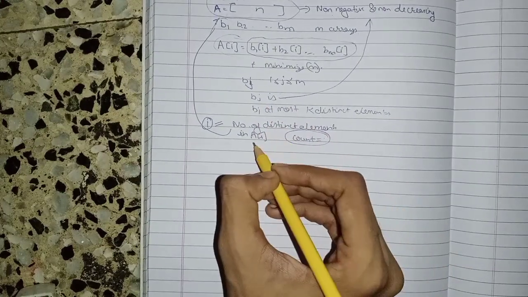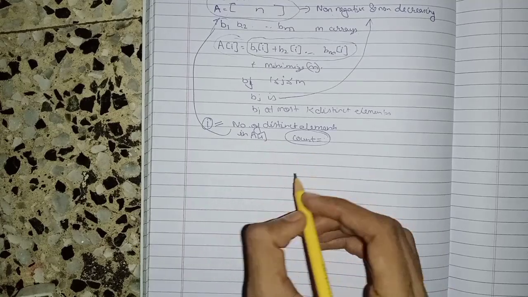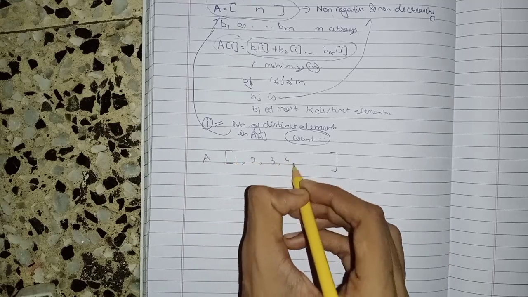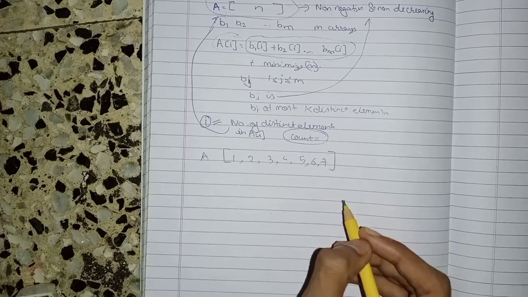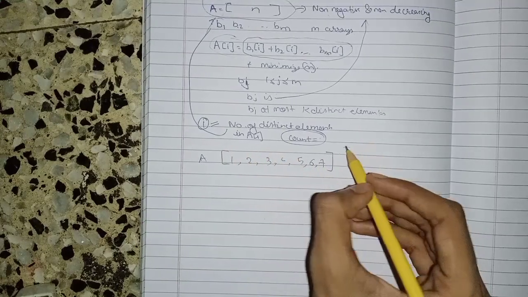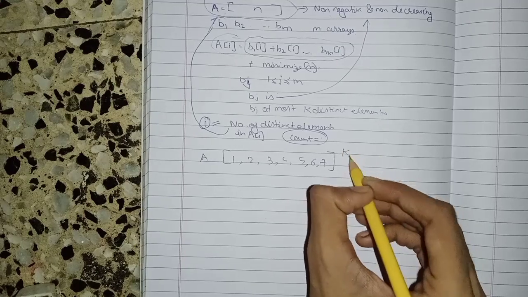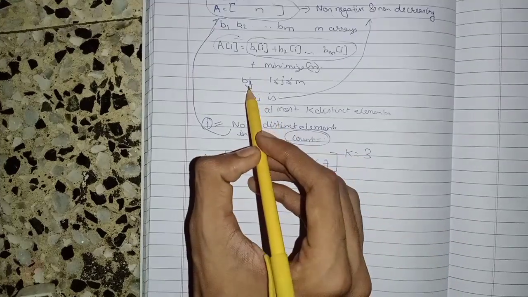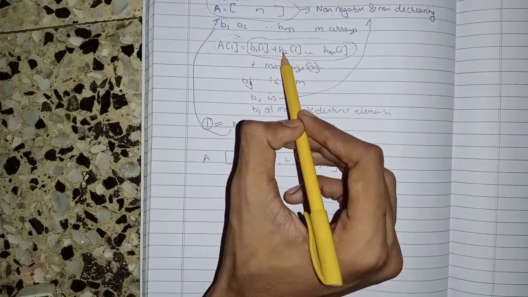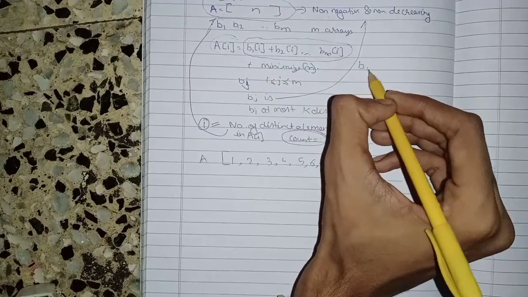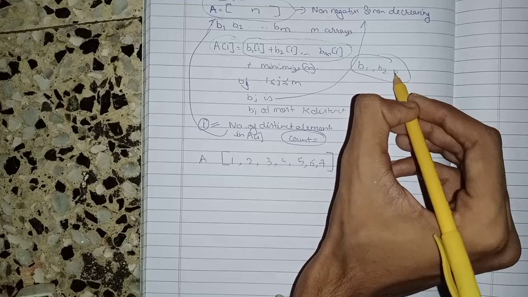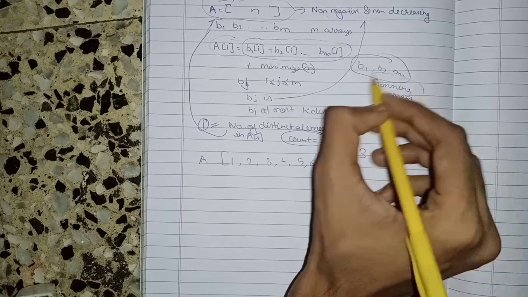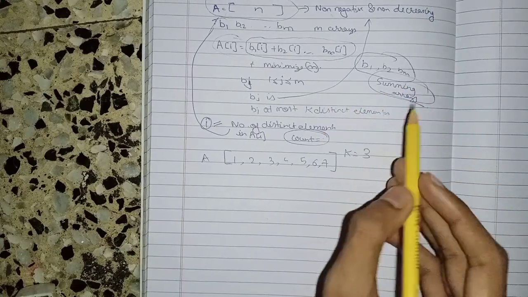So what is the advantage of finding this distinct element count? Suppose we have array Ai. Suppose I make this array 4 5 6, okay, size 7 maybe, and the value of k is equal to 3. Let me call this set of arrays b1, b2 up to bm the summing arrays, so I don't confuse you with different terms. Okay, so this is the summing array.